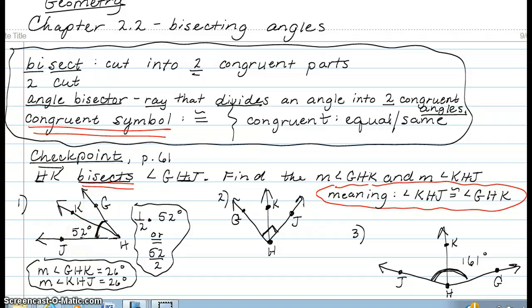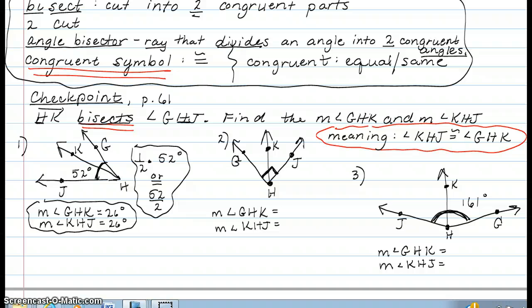Okay, I'd like you to try the same thing on angle GHJ. Please note that this is a right angle, so what does that mean? And then this one is an obtuse angle, so the whole thing is 161 degrees. So would you please try finding the measurement of angle GHK and the measurement of angle KHJ on both of these. And then turn it back on as soon as you're done and check to see if you got the answer right.